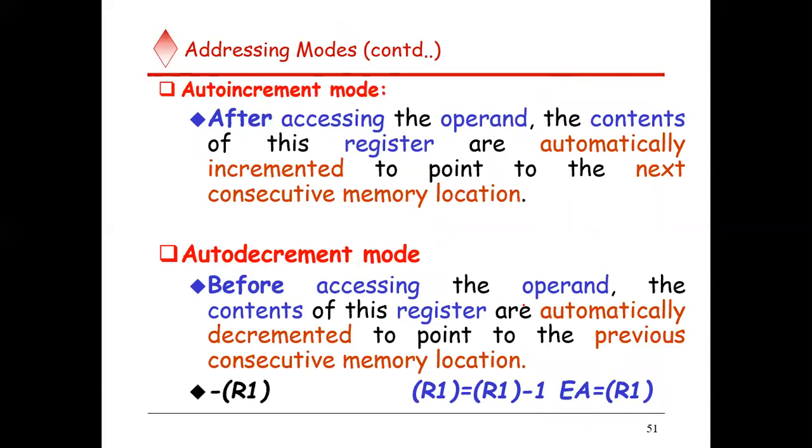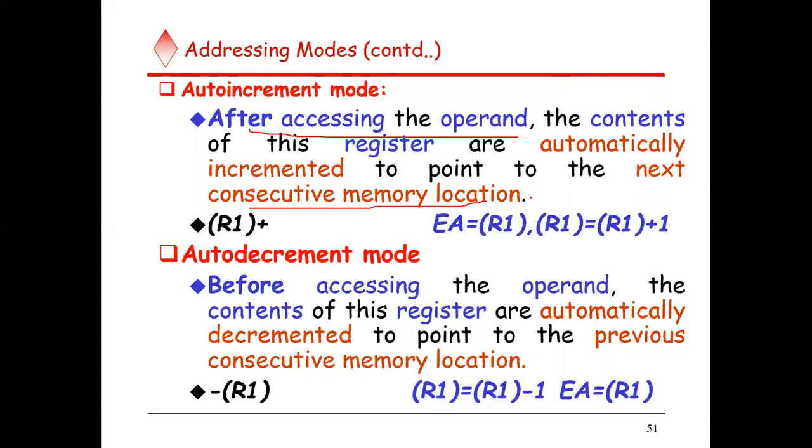We'll go into the last two addressing modes: auto increment and auto decrement. What is auto increment addressing mode? After accessing the operand, the contents of the register are automatically incremented to point to the next memory location. It is represented like this, (R1)+. It means R1 contains an address, and the plus indicates that it accesses the address first and after that increments. So the effective address is the content of R1, and after that R1 will increase to R1 plus 1.